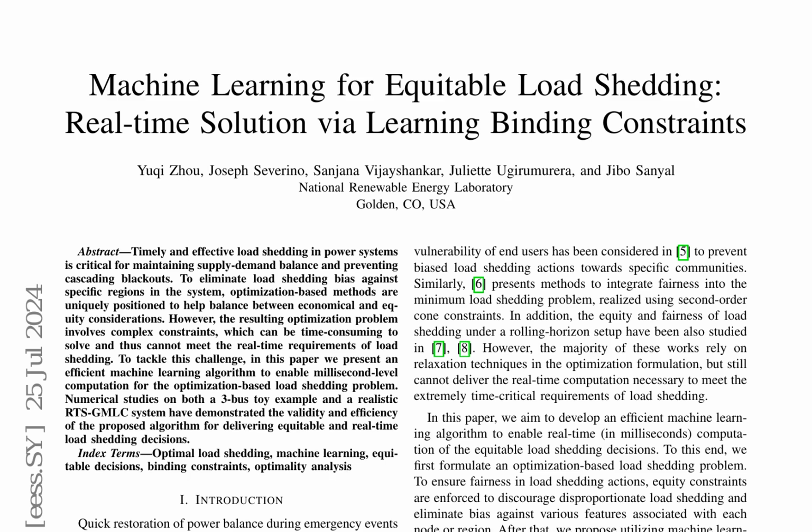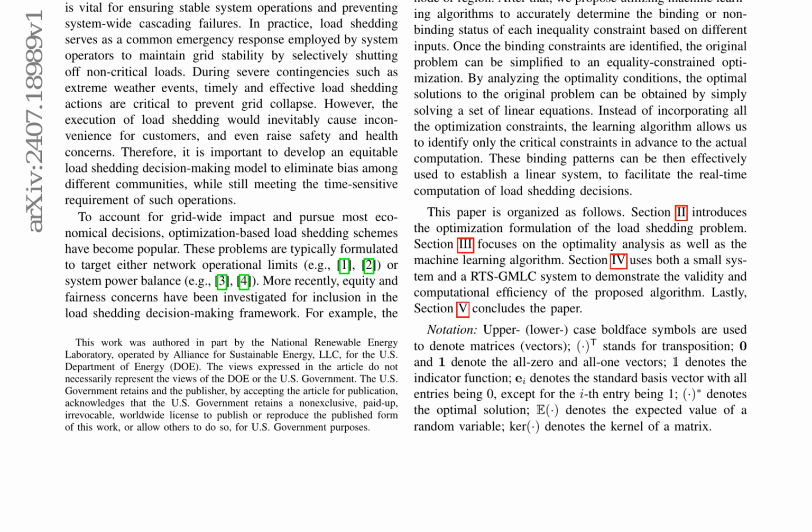The innovative machine learning approach presented in this paper addresses the real-time load shedding problem in power systems, focusing on equitable decisions. It starts by emphasizing the importance of timely and effective load shedding to maintain supply-demand balance and prevent cascading blackouts. The authors discuss how optimization-based methods can balance economical and equity considerations but are often too complex for real-time computation. They propose a machine learning algorithm to identify binding constraints, simplifying the optimization problem to enable millisecond-level computation.